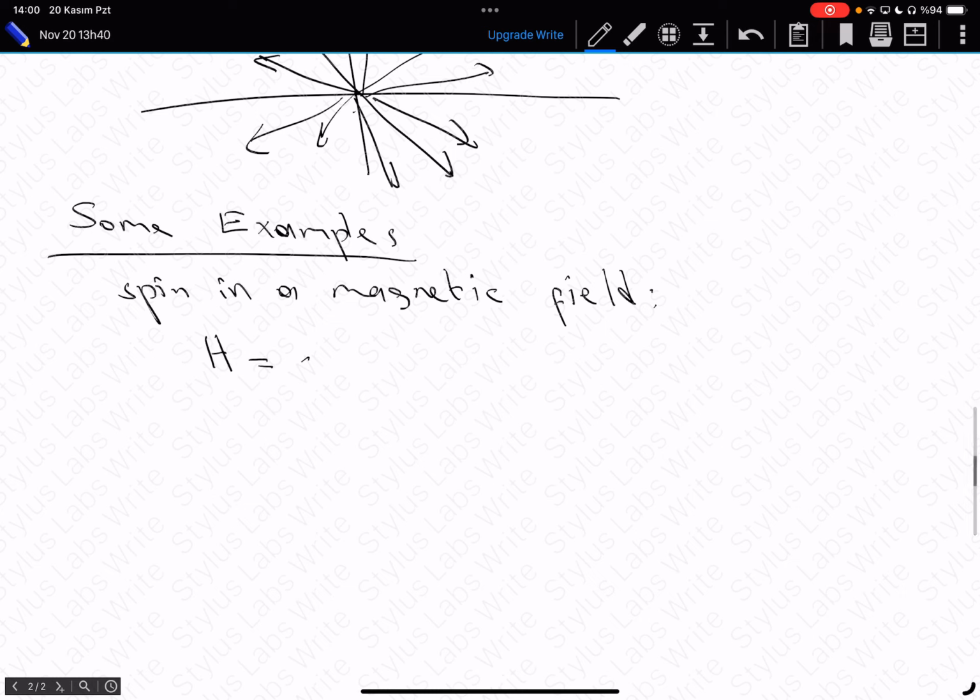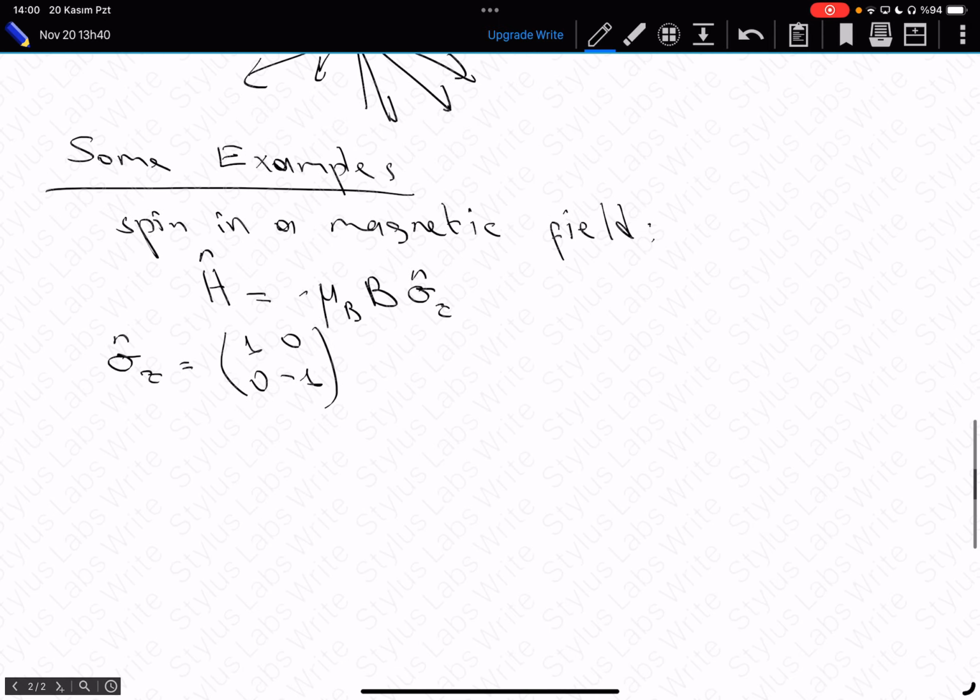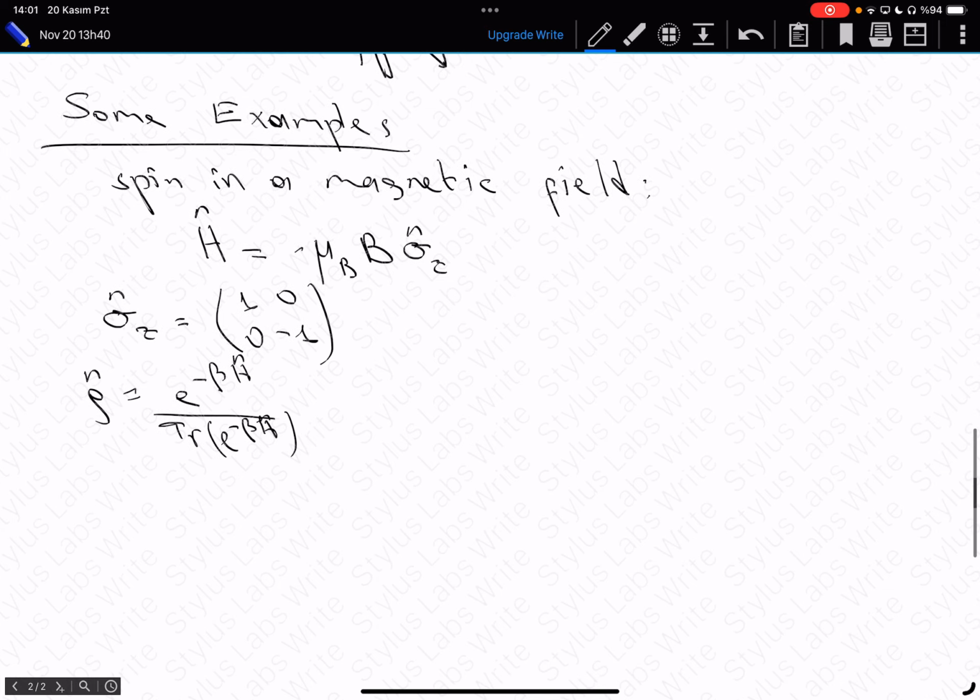Well, the Hamiltonian is easy. Minus mu_B, the Bohr magneton, times the magnetic field B times sigma z. Then we can use any representation. Sigma z, we can take it to be diagonal. Then remember rho in the canonical ensemble was just e to the power minus beta H divided by the trace of e to the power minus beta H. Well, the exponent of minus beta H is the exponent of beta mu_B times B times sigma z.